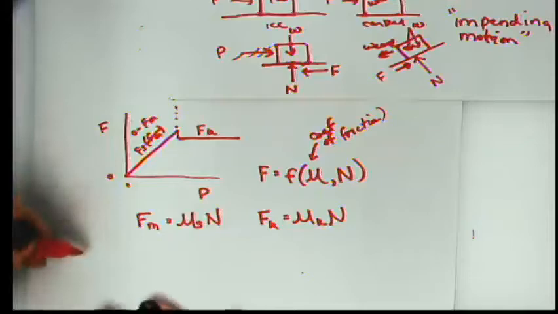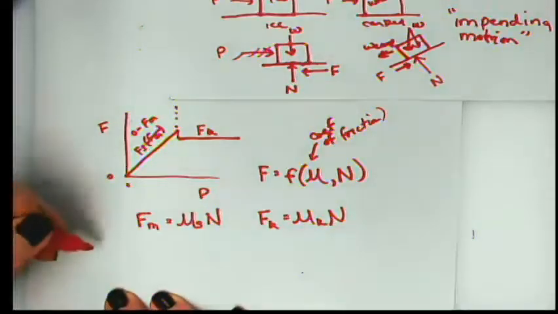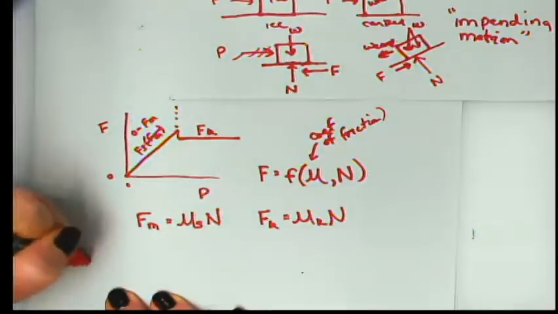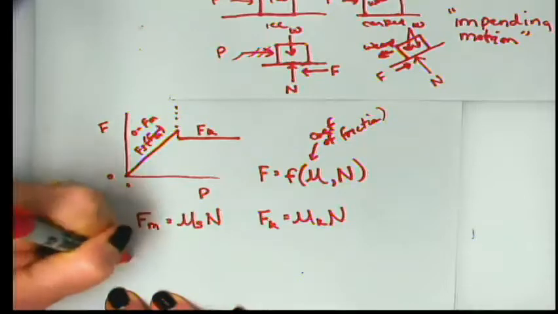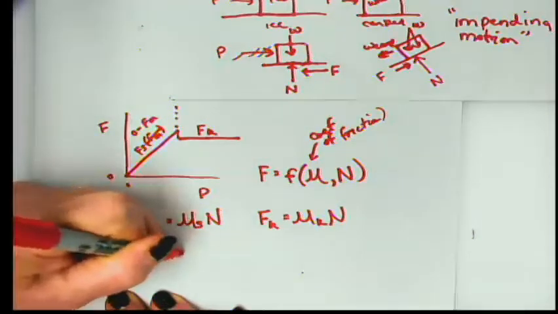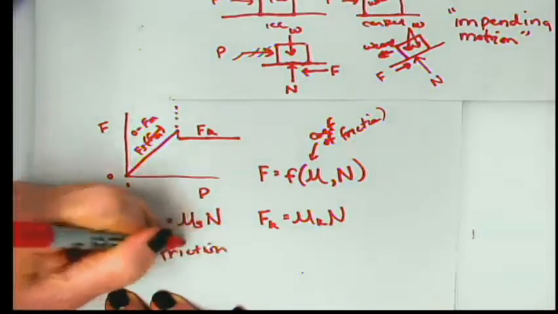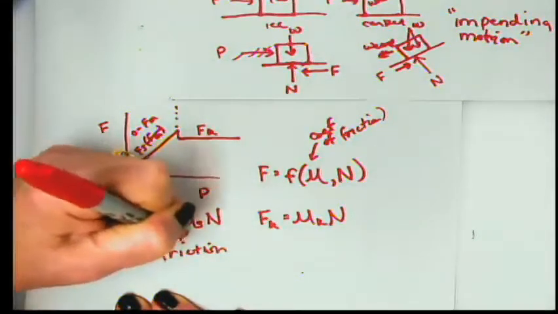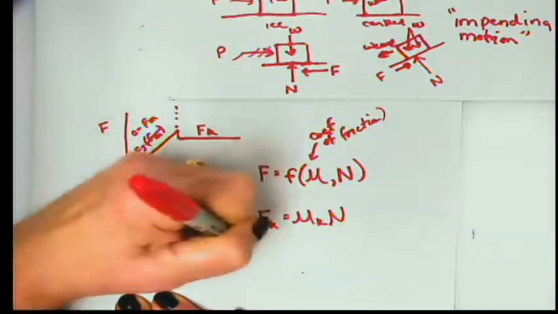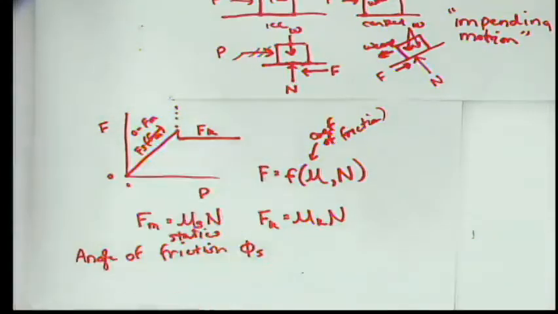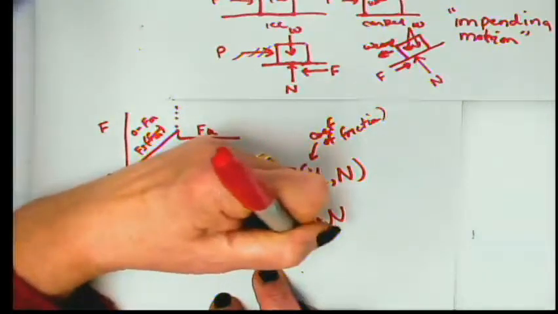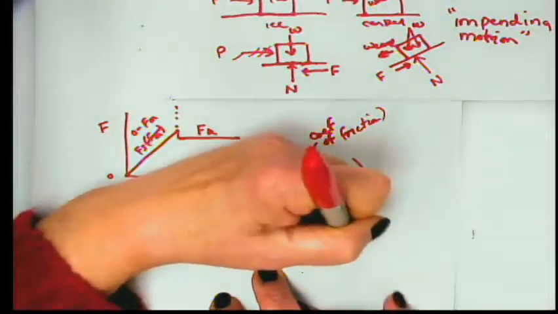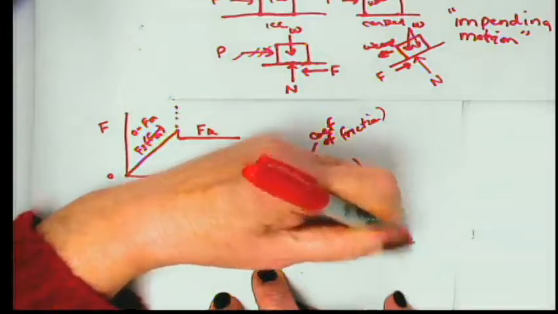All right. We also talk about the idea of an angle of friction. And the angle of friction, static, is referred to as phi sub s. And that is the angle at which impending motion occurs.